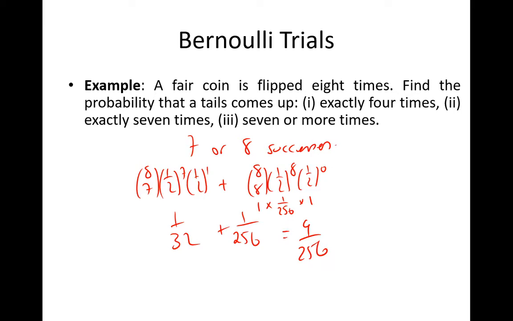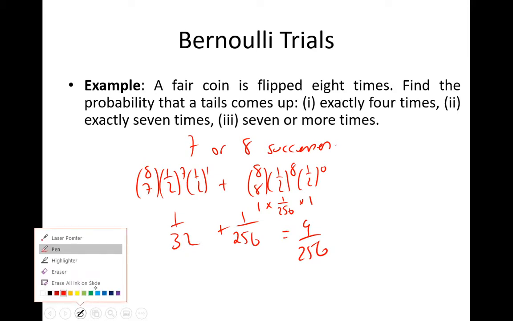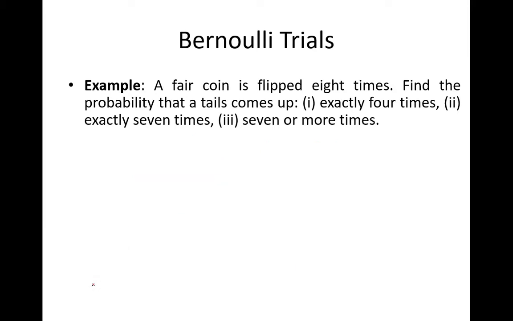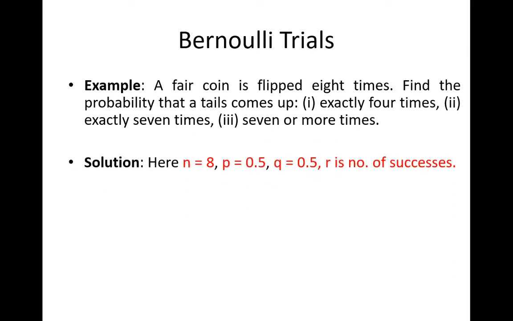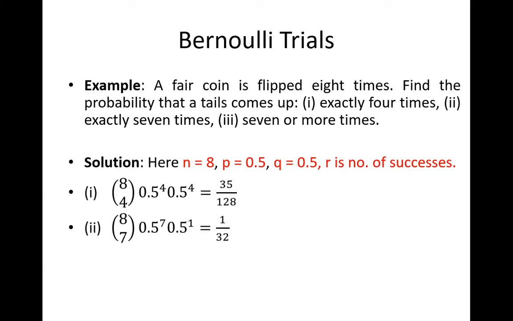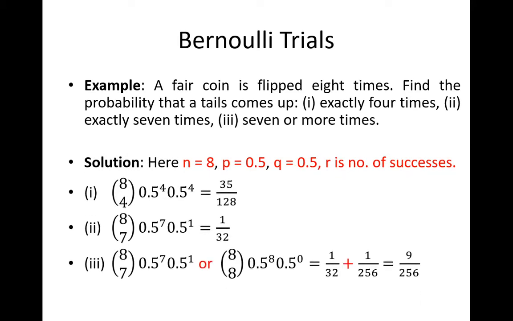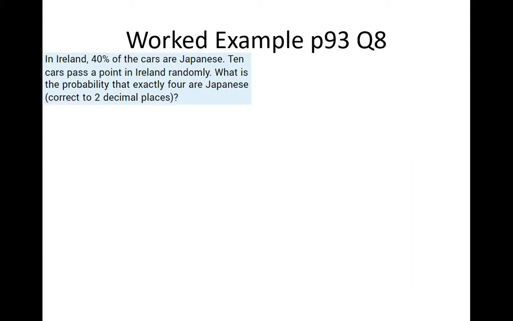The word or means add, the word and means multiply. Pick what your success is, pick what your failure is, and assign their probabilities. Then use the Bernoulli or the binomial distribution. Okay, so again, that's done for you. So you can look at that yourselves. And the same answers we had there a moment ago. 1 over 32 plus 1 over 256, which is 9 over 256.